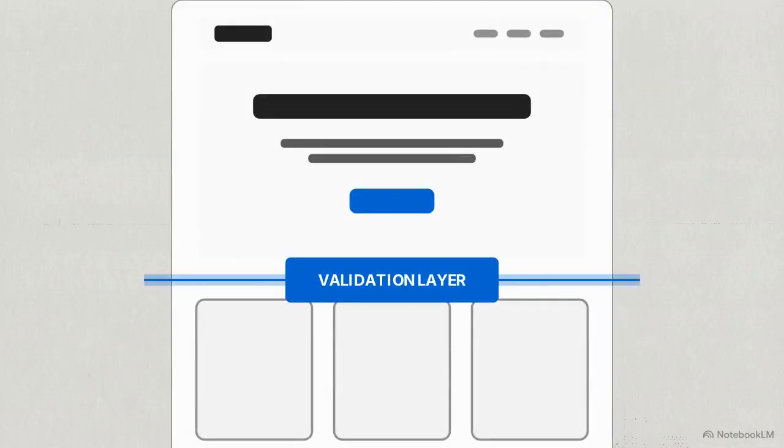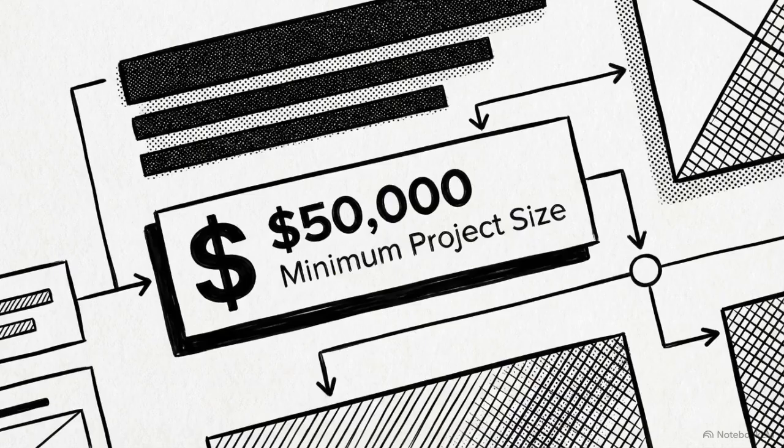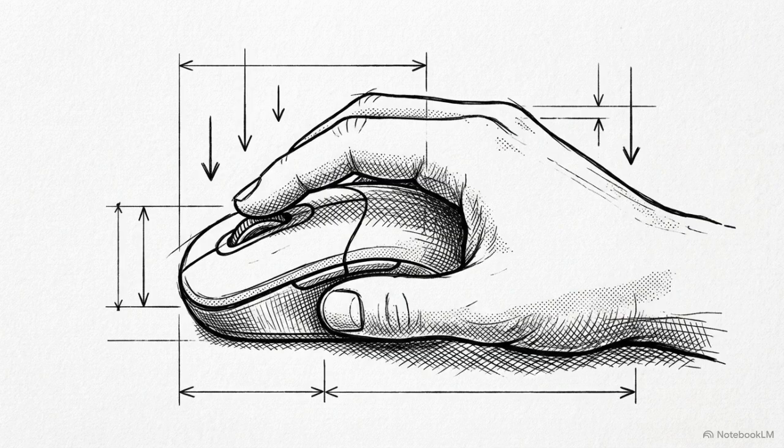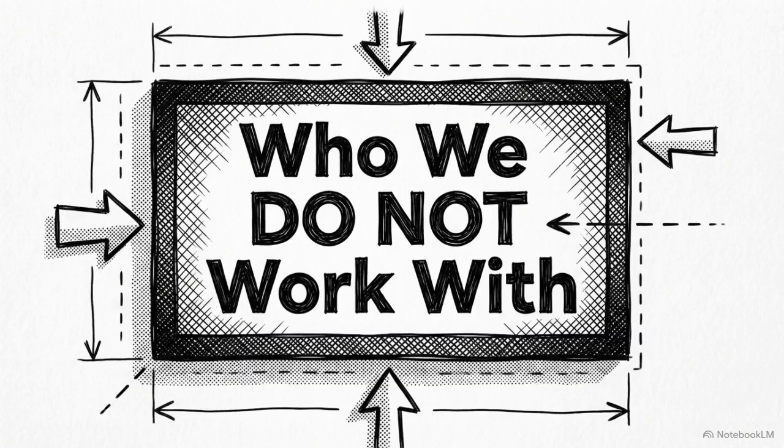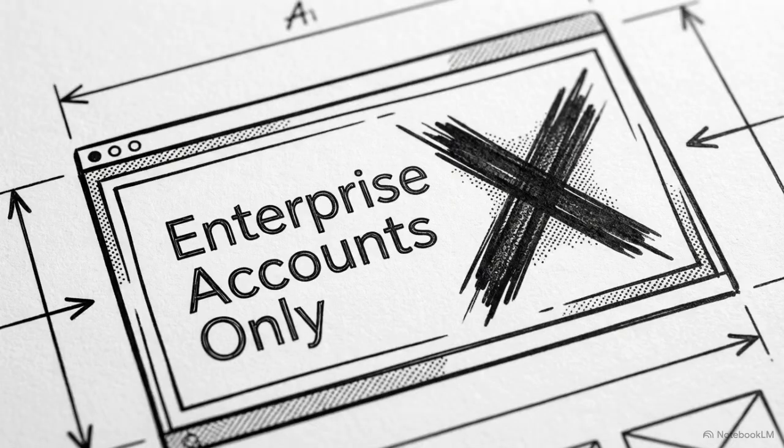We must set explicit boundaries right at the top of the page to actively repel unqualified traffic. Look at this mock-up of a landing page hero section. Directly underneath your main headline, you need to place a strict minimum budget threshold. Next, scroll down and add an anti-targeting block. This is a short, direct section stating exactly who your service is not for. For instance, clearly specify that you do not work with early-stage startups lacking validated funding.